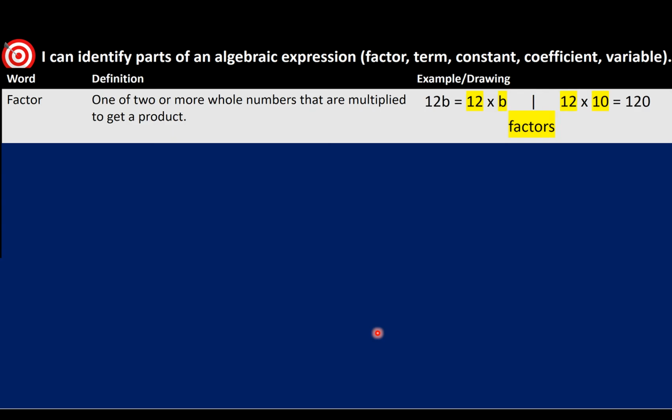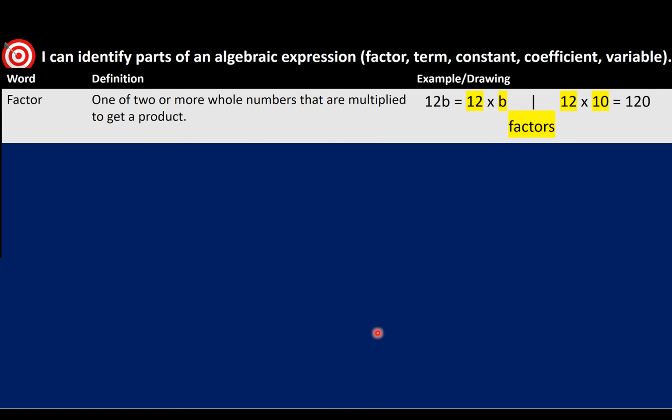A big part of this lesson today is going to be vocabulary. So we're going to spend some time going through the vocabulary, and then you're going to have some time to practice identifying the parts of the algebraic expression using the vocabulary that we're talking about.